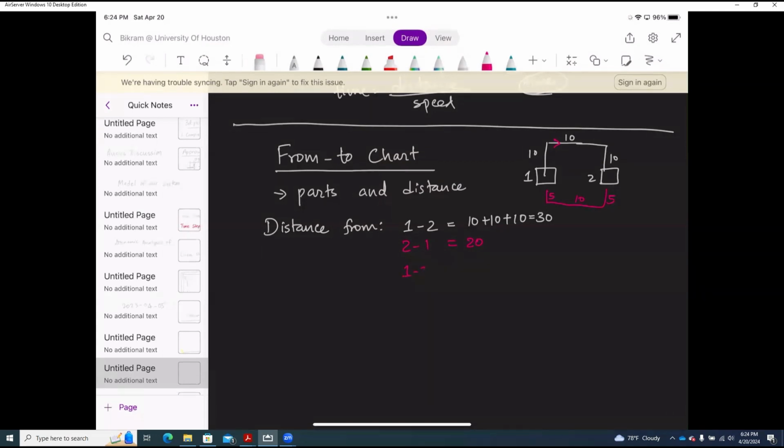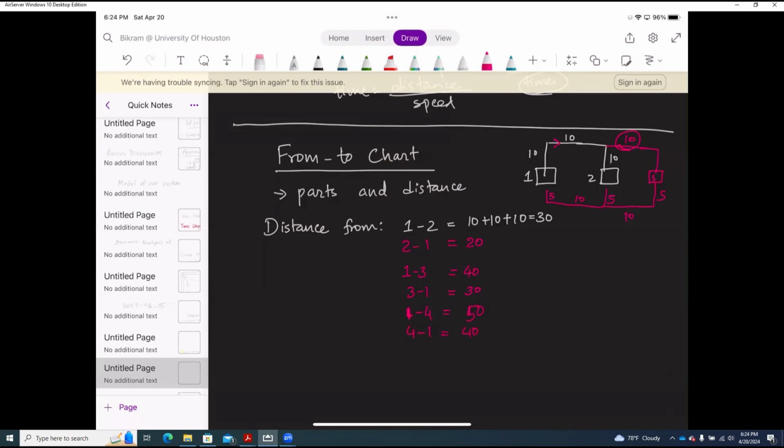Similarly, from 1 to 3, you can check the drawing. It's going to be another 10 here. So station 3 is here, which will be 10 more than 2, so it will be 40, and 3 to 1 will be 10 more than this 2 to 1, which will be 30. And 1 to 4 will be 10 more than 1 to 3, so it will be 50. And 4 to 1 will be 40.